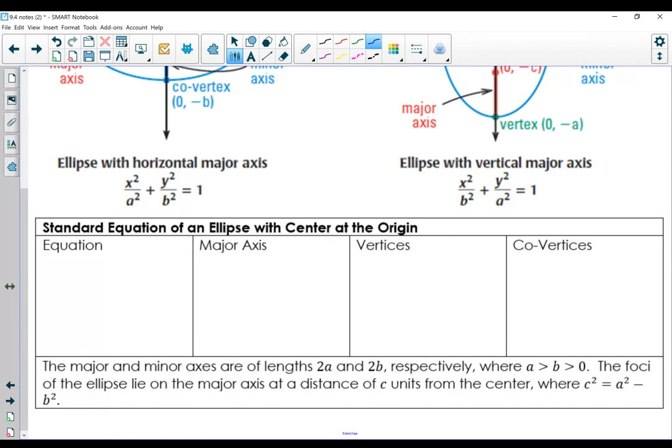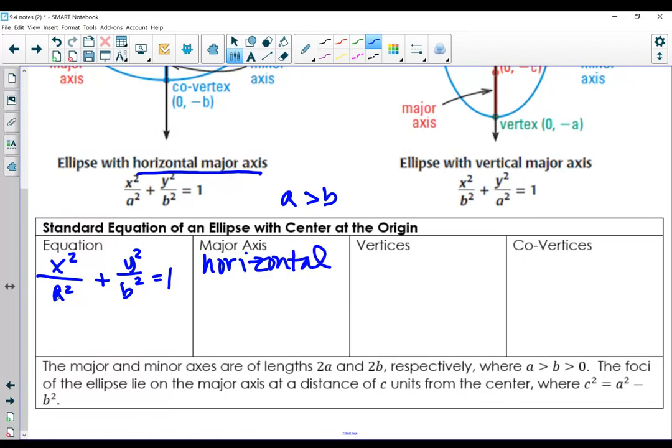So my equation is x squared over a squared plus y squared over b squared equals 1. Right now I'm looking at this first one with the horizontal major axis because they're showing that a is greater than b. My major axis is going to be my horizontal axis in this case.